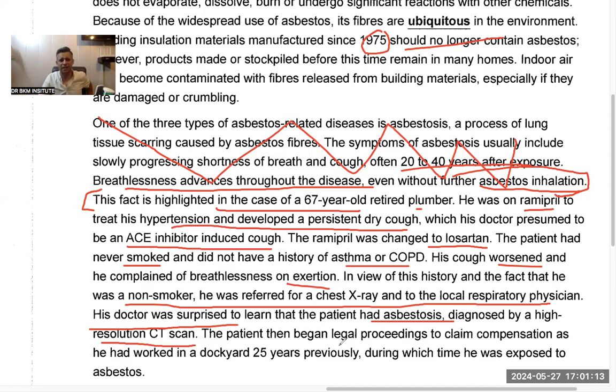The patient then began legal proceedings, because in foreign countries, if you have anything wrong from your employer, you sue them. So legal proceedings were done, as he worked 25 years previously, during which time he was exposed to asbestos. So obviously now I can understand the story. Always make the story first. There is a 67-year-old man having cough, breathlessness, was taking Ramipril, but then it was changed to losartan. Then an X-ray was done. In the CT scan, he was found with asbestosis. Then he sued the company. That's pretty simple. So let's see what the topic is and why they are speaking about this.